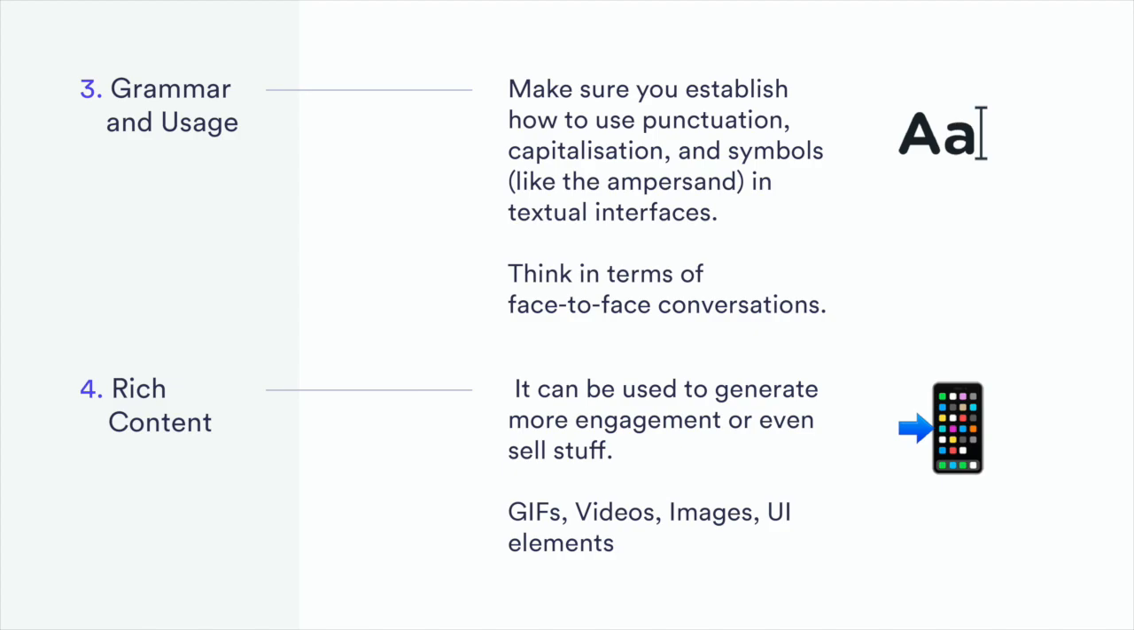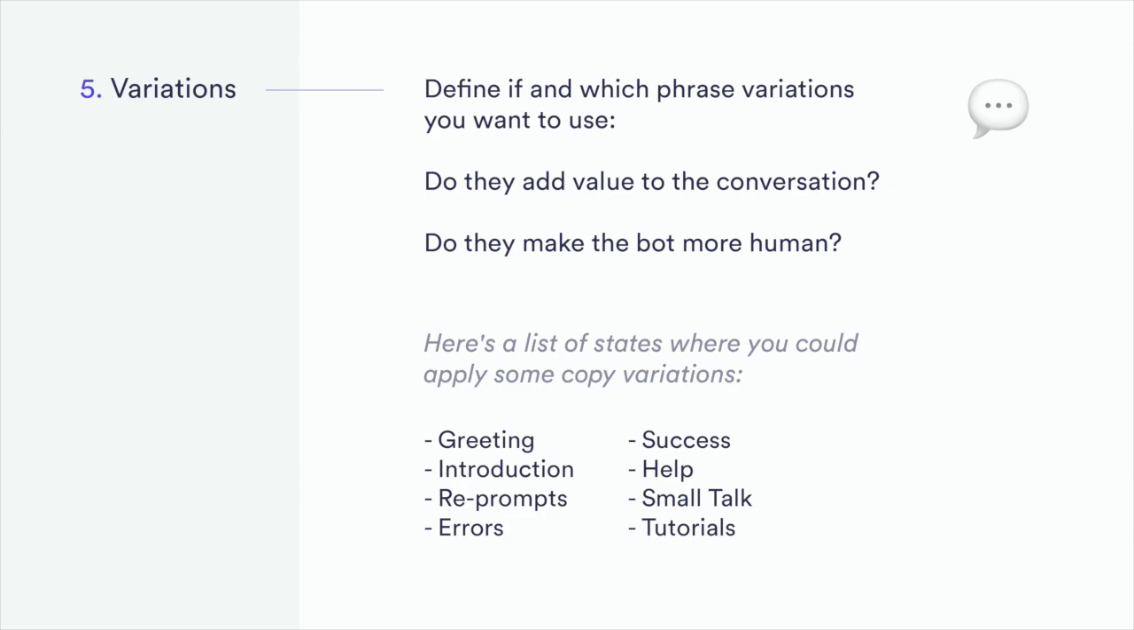Number four is rich content. Rich content, well, it's a great way to improve the whole experience. It can be used to generate more engagement or even sell some stuff. Elements like GIFs, videos, images, UI elements, you name it. Finally, there are copywriting variations or random states that you can use to make the bot more human. Make sure to think about how you are going to use them, if they add any value to the conversation, and on which states you want to implement variations.